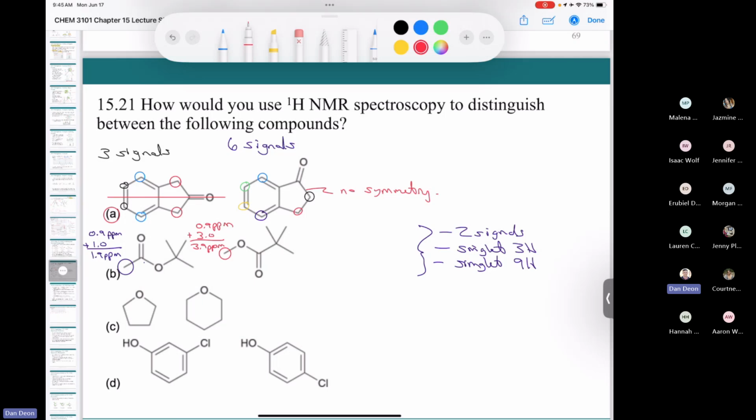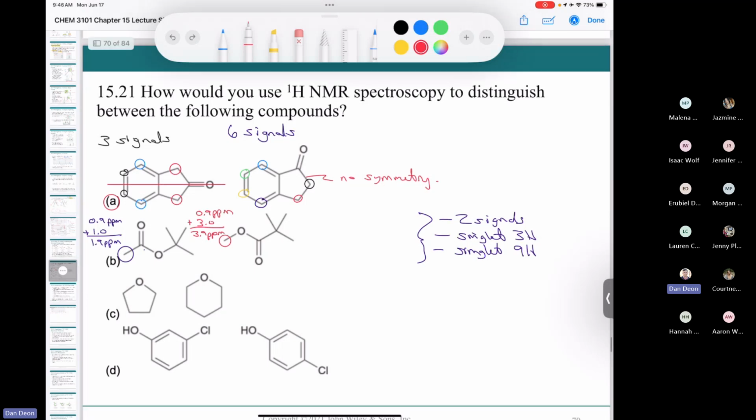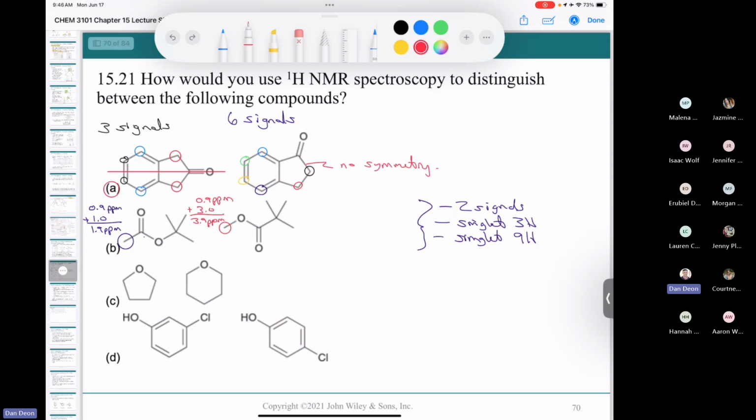I wouldn't really use the tert-butyl groups here. You could, I guess. This one is going to be more deshielded than the other one. That would work, but the methyl groups are much easier in this case. All right, the next one. I'll test you guys a little bit.